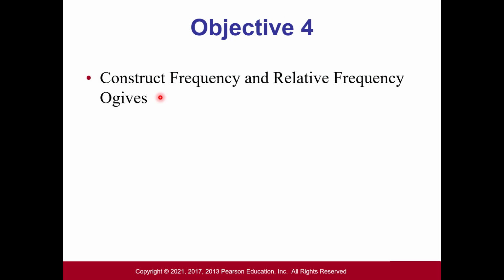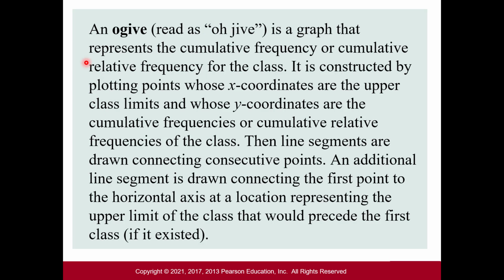Next, let's talk about constructing frequency and relative frequency ogives. So an ogive is just a graph that represents the cumulative frequency or cumulative relative frequency for the class. And it's constructed by plotting points whose x coordinates are the upper class limits. So we're going to focus on the upper class limits, and then the y coordinates are the same. It's either the cumulative frequency or cumulative relative frequency. And then, like our frequency polygons, we're going to draw line segments to connect our points. We have an additional line segment. This one's going to be drawn down to the horizontal axis preceding our first class.